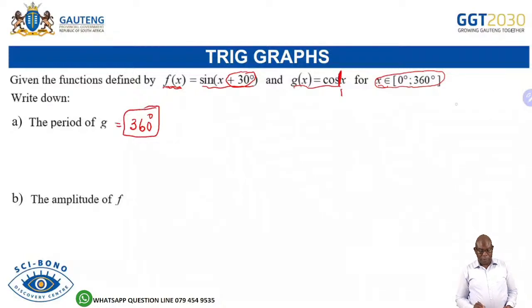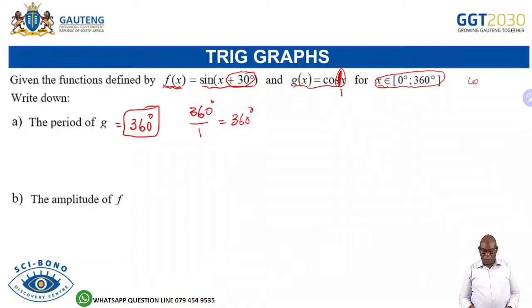Okay, right. So how do I then get the period of the graph? The period of the graph will be 360 degrees divided by that number that is there. So it's 1, so it's 360 degrees. If this number was 2, so if I had cos 2x, the period of the graph will be 360 degrees divided by 2, which is 180 degrees. So my period will be 180. The period of the cos graph and the sine graph are the same.